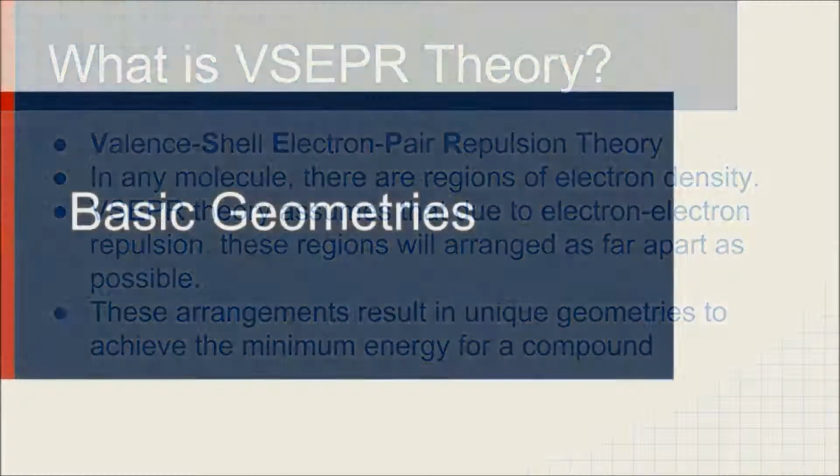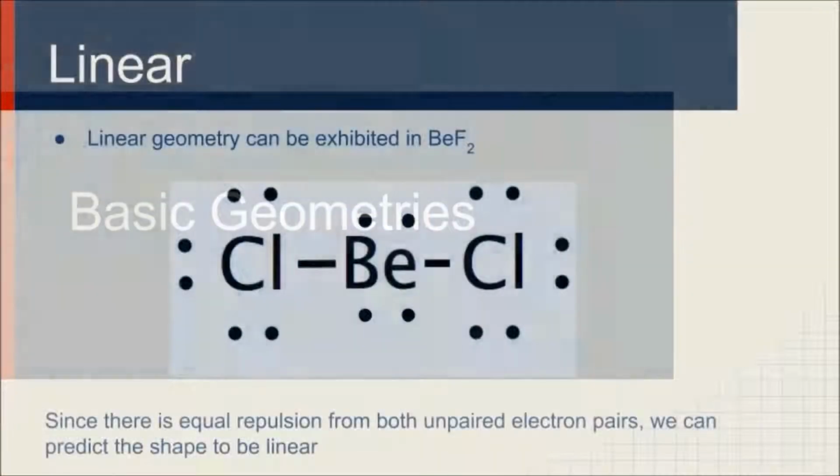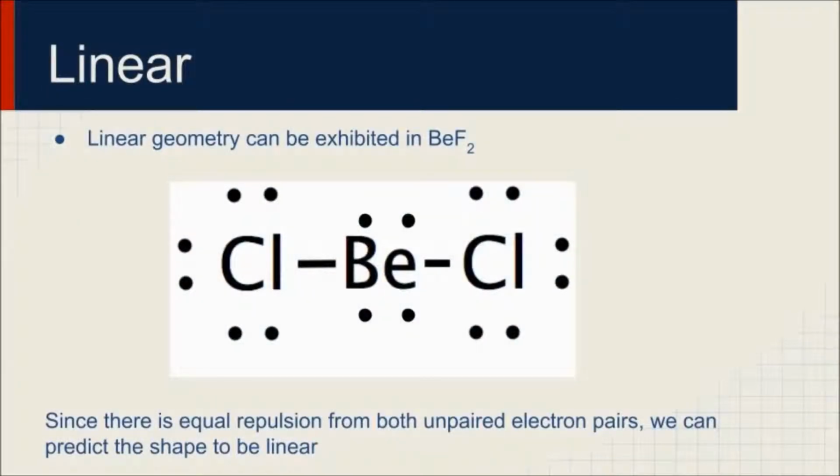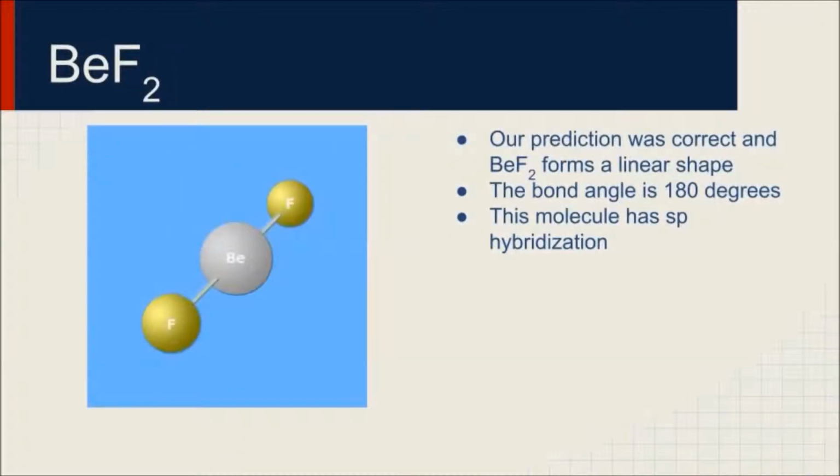Let's start with the basic shapes or geometry that these molecules can form. The most basic shape is linear. Linear geometry can be exhibited in beryllium fluoride. In this case, it's shown as beryllium chloride. Since there is equal repulsion from both electron pairs around the central beryllium ion, we can predict the shape to be linear. Our prediction was correct, and beryllium fluoride forms a linear shape.